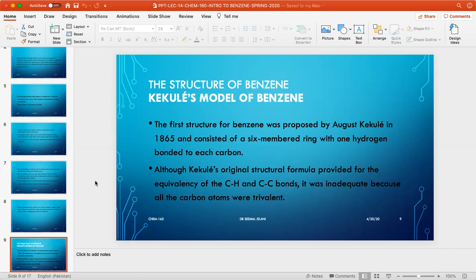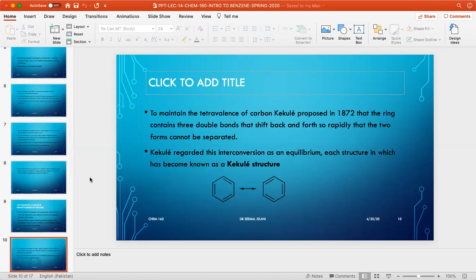Now this needs to be explained very carefully. Now, to maintain the tetravalence of carbon, Kekule proposed in 1872 that the ring contains 3 double bonds that shift back and forth. अब जो हमने अब तक explanations दी थी to justify the structure of benzene, उसमें कार्बन doesn't show tetravalency, तो उसको maintain करने के लिए Kekule ने propose किया था. यानी कि उसने एक structure draw किया 6-membered, उसमें the position of the double bond, then he drew the second structure और उसमें जो position of the double bond वो different थी. जो पहले structure में single bonds थे, in the second structure they were shown as double bonds.